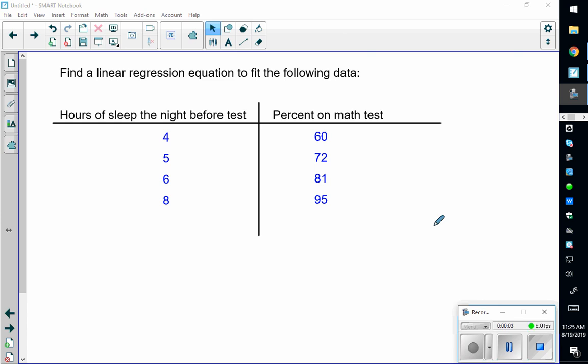Okay, in this video we're going to learn how to find a regression equation on our calculators, a linear regression equation. We have a set of data: the hours of sleep the night before a test, and the percent that person got on the math test. So let's go ahead and grab the calculator.